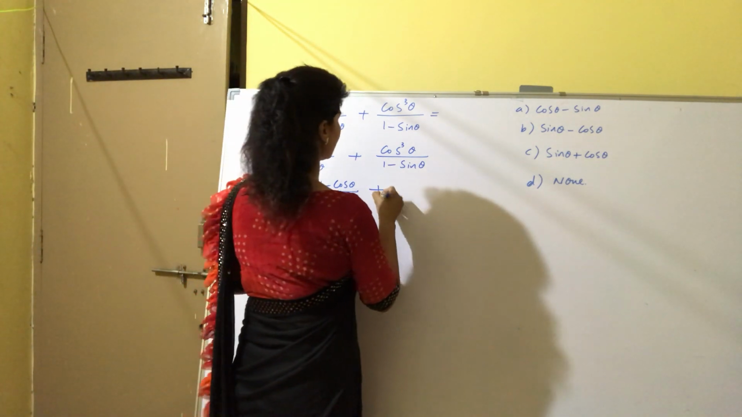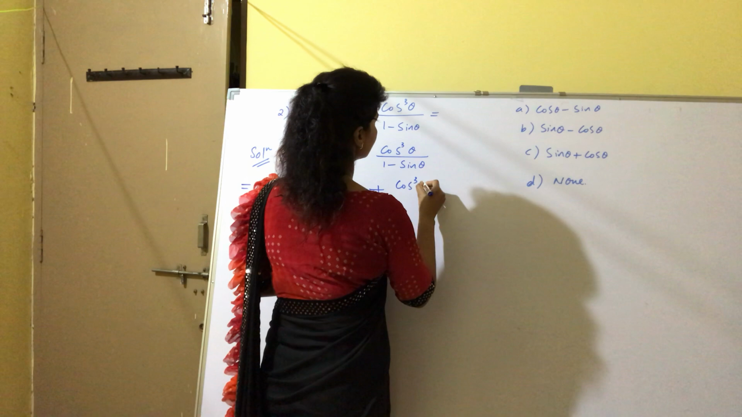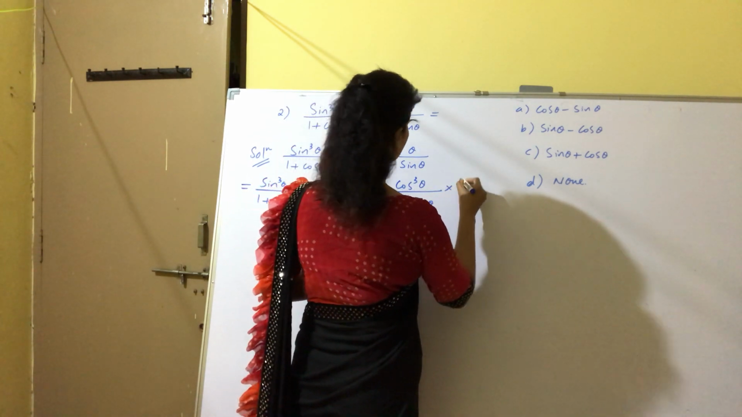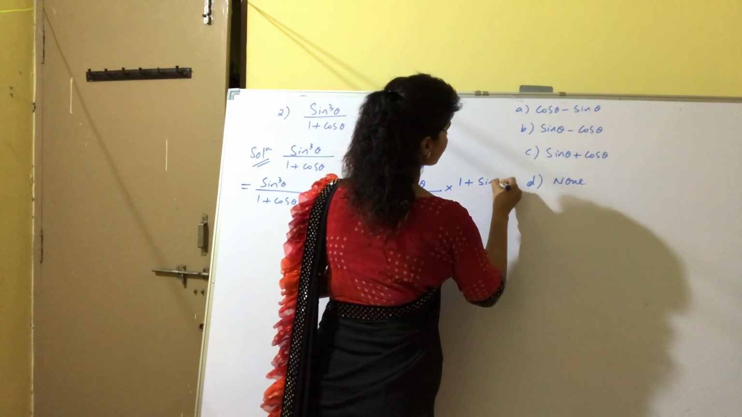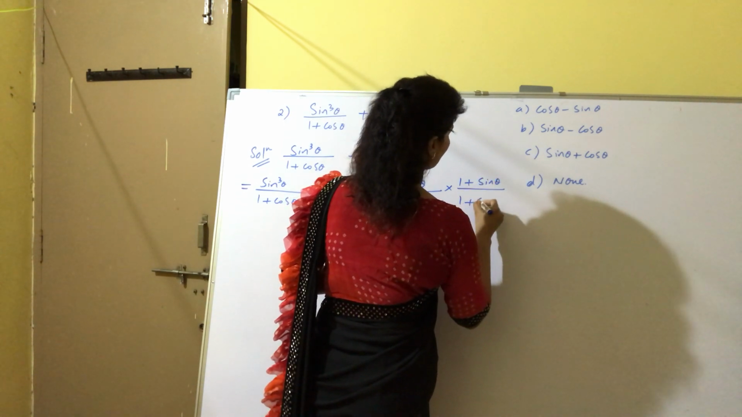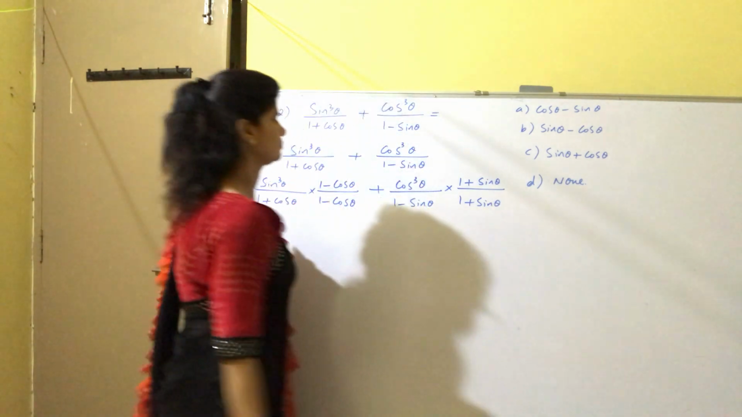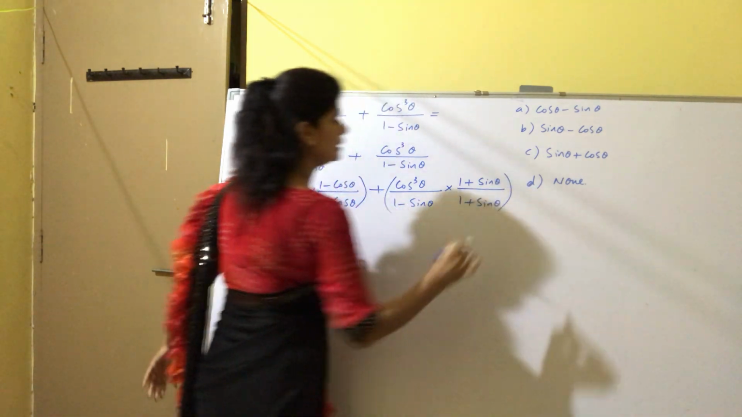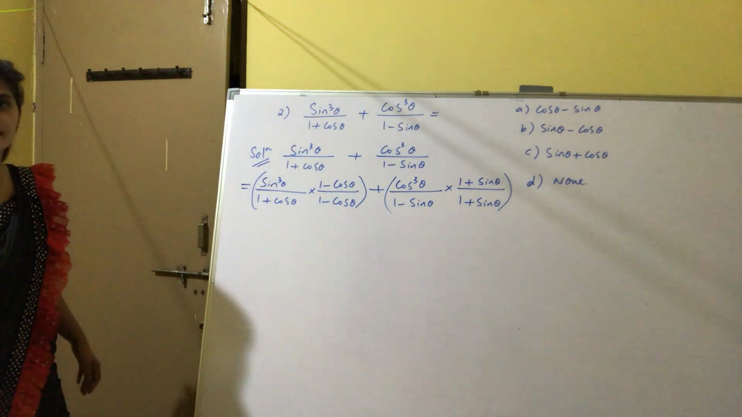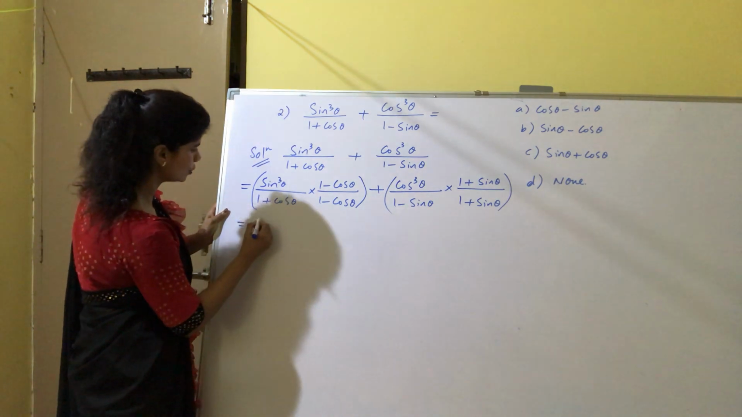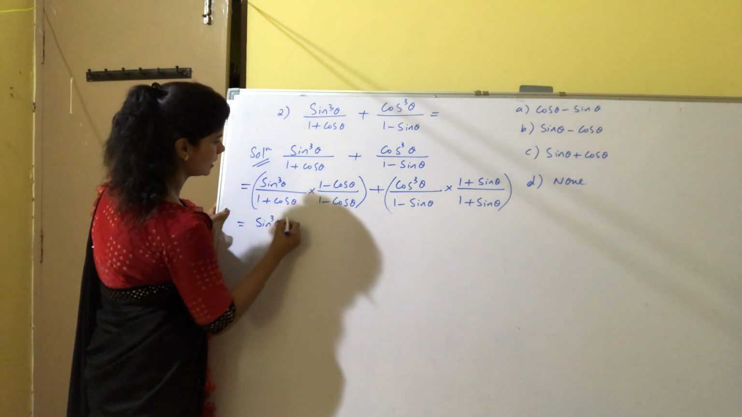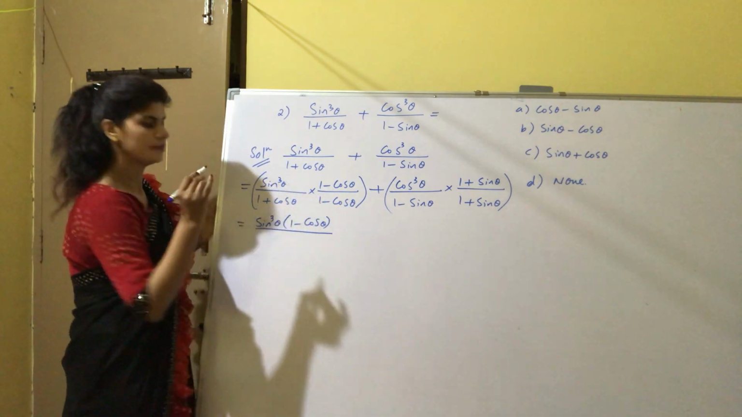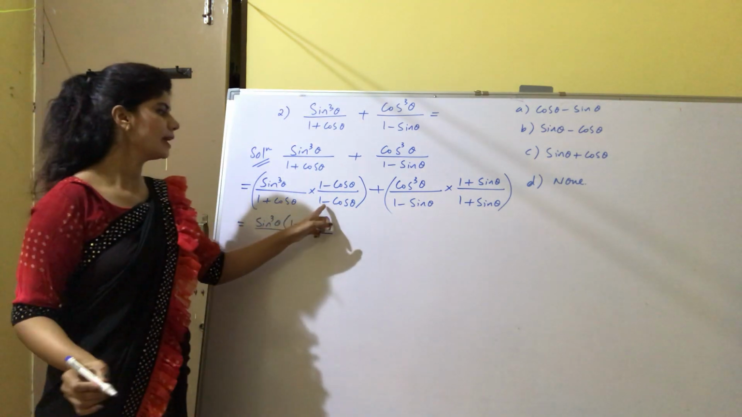Similarly here in the second part, cos cube theta upon 1 minus sine theta, I shall multiply and divide by its conjugate, 1 plus sine theta upon 1 plus sine theta. So rationalizing the denominator for the two parts. So later what do we get is sine cube theta into 1 minus cos theta above, divided by a plus b into a minus b form.